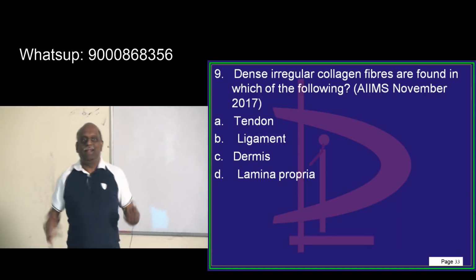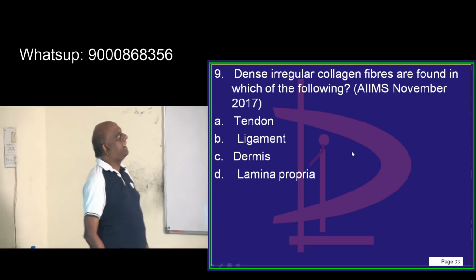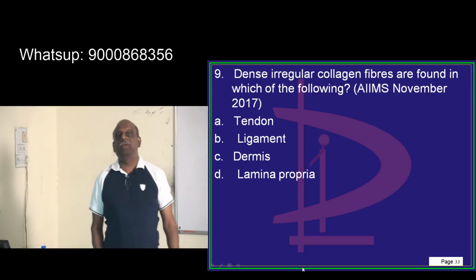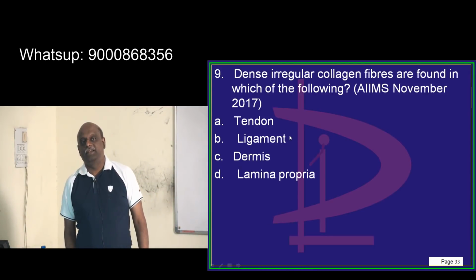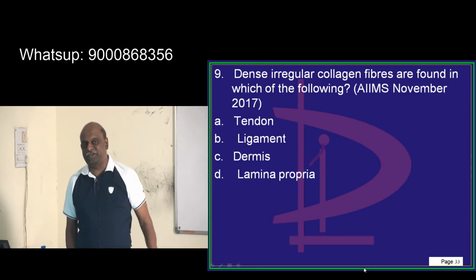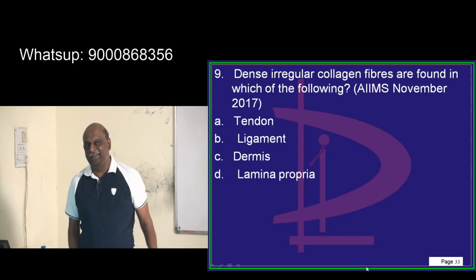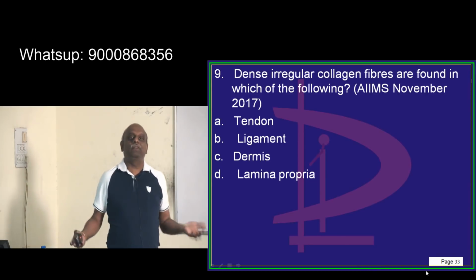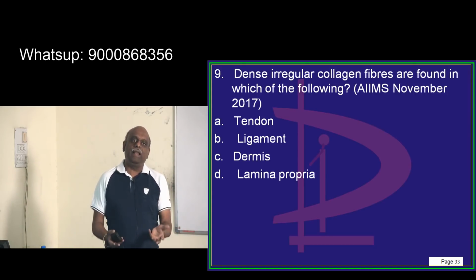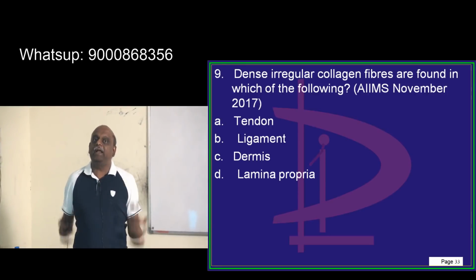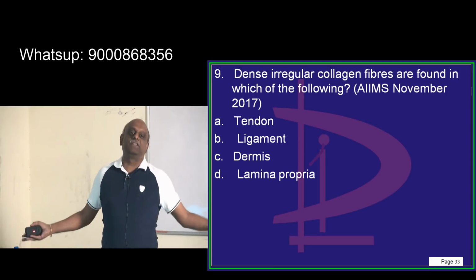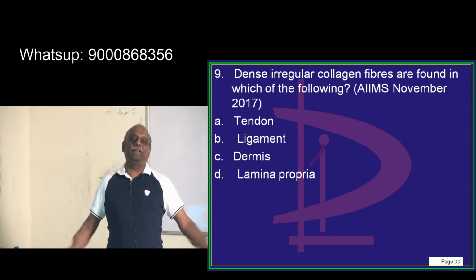Now, the dense, irregular collagen fibers are found in which of these various anatomical structures? Can you expect this question and can you prepare and go and answer this question? No way, no way. So be very much ready, doctor. Out of 300 questions, only 240 questions you can actually prepare, anticipate, go and attack. Remaining 60, all common sense. Govinda, Govinda kind of questions.